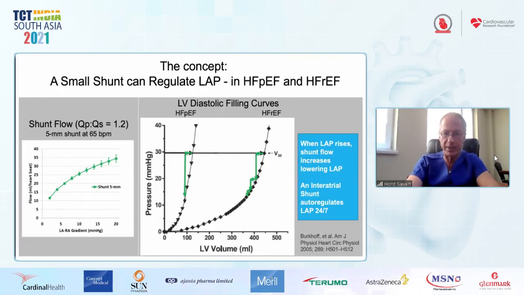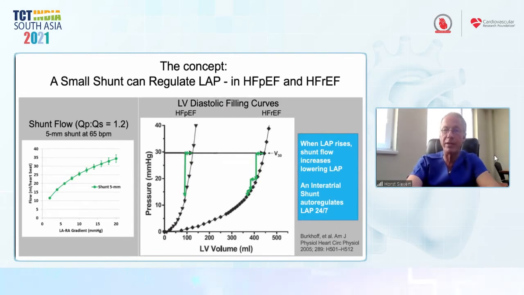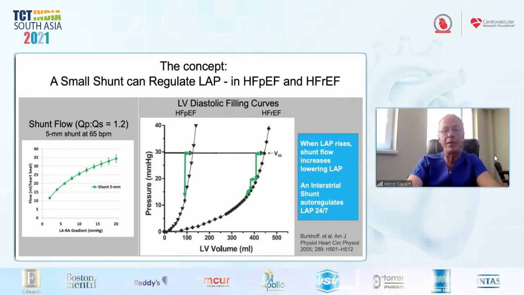The concept is that a small shunt can regulate the LA pressure in HFpEF and in HFrEF, and when the LA pressure rises, the shunt flow increases, lowering the left atrial pressure. So an interatrial shunt kind of auto-regulates the left atrial pressure 24/7.